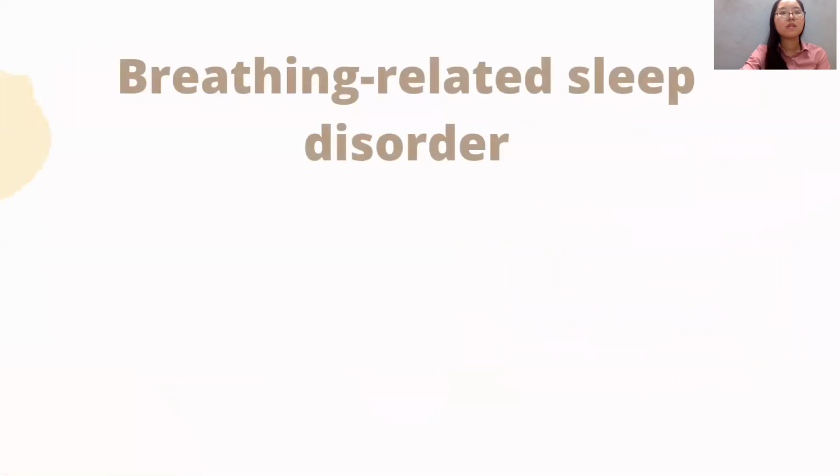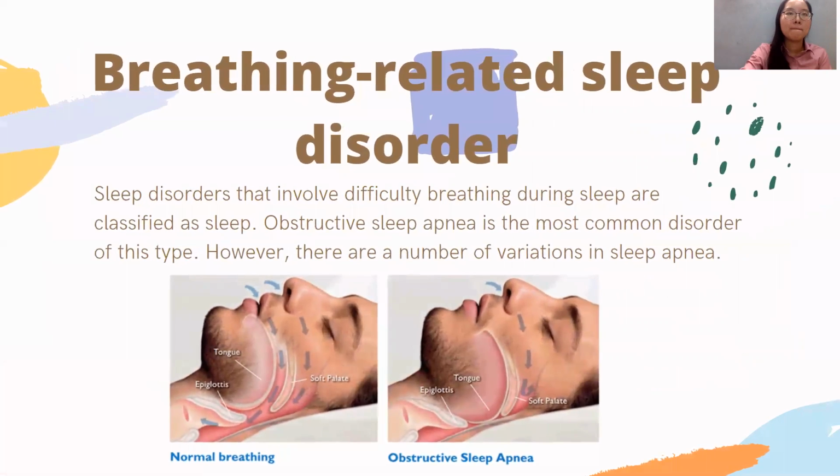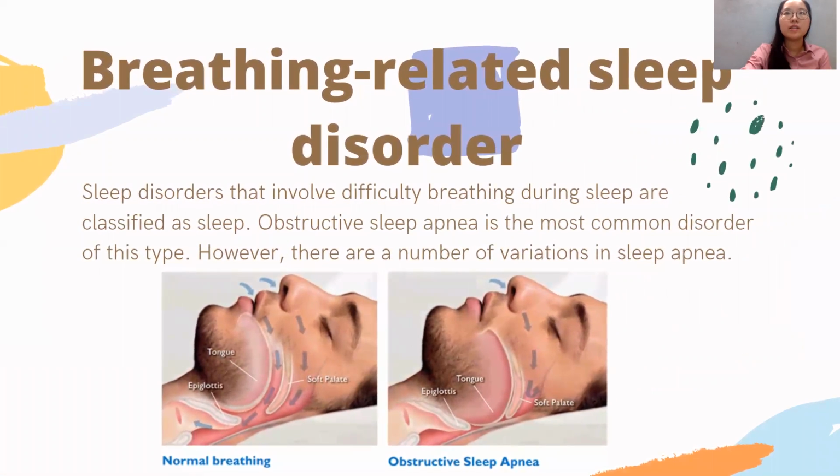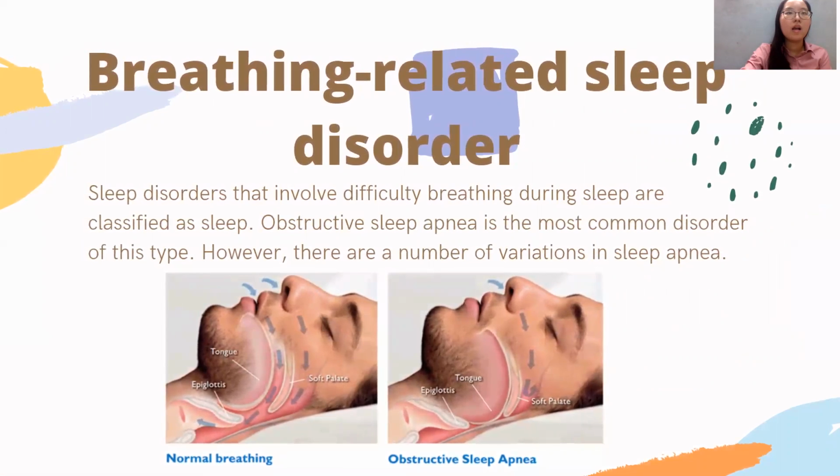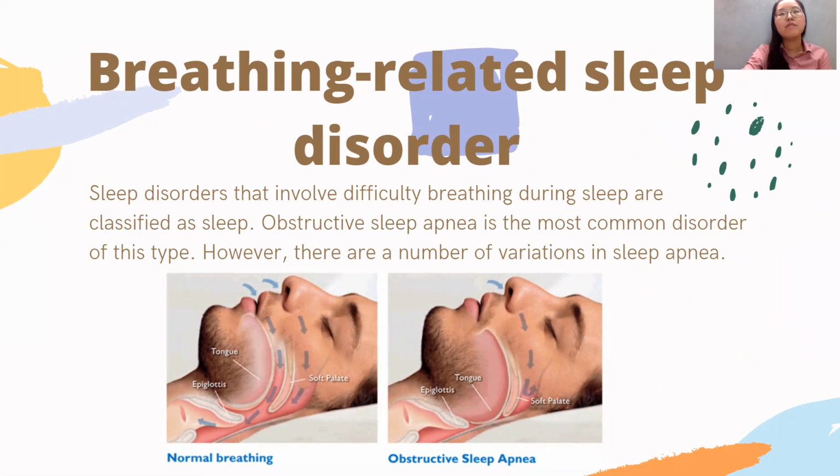Next, what is a breathing-related sleep disorder? These are sleep disorders that involve difficult breathing during sleep. Obstructive sleep apnea is the more common disorder of this type. However, there are a number of variations in sleep apnea. We can see below these two pictures, showing the difference between normal breathing and obstructive sleep apnea.